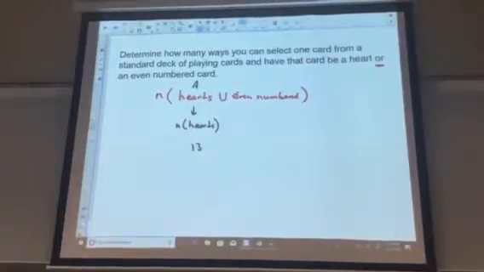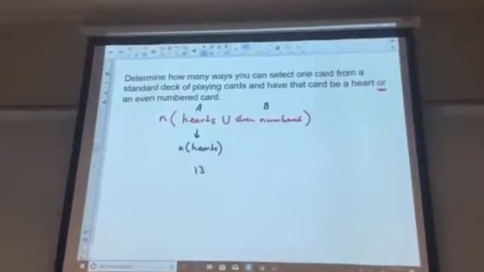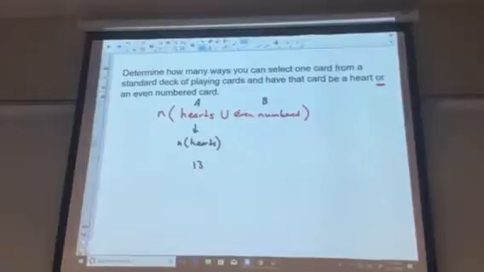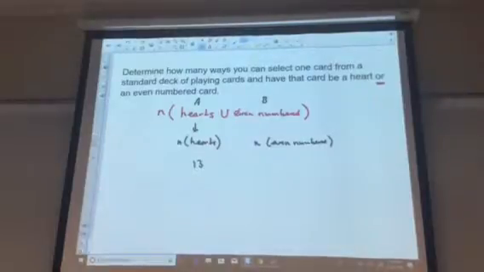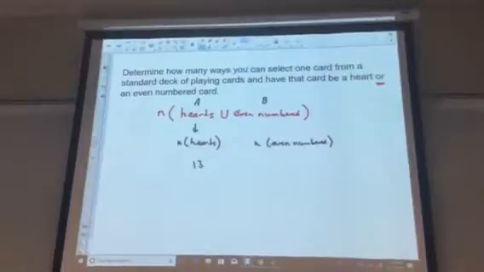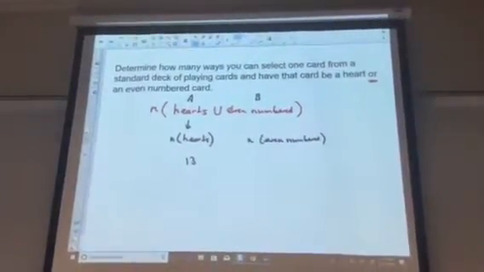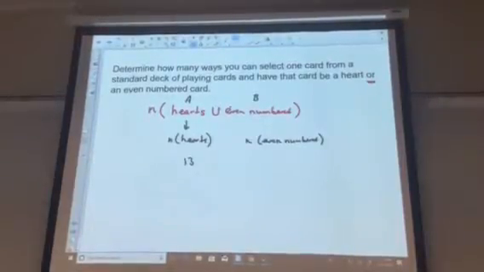which is 13. I also need to know option B, or set B, even numbered cards. So I need to know the number of even numbered cards. And how many of those are there? There are 40 numbered cards. How many of those numbered cards are even?